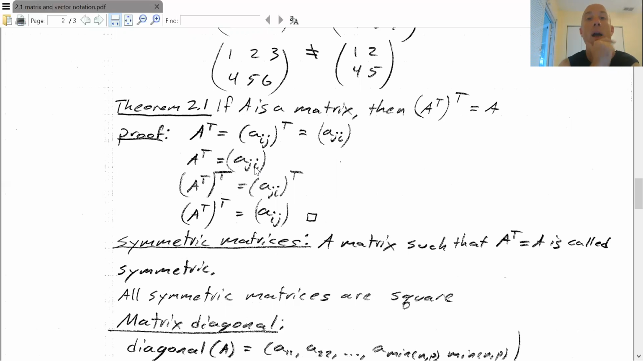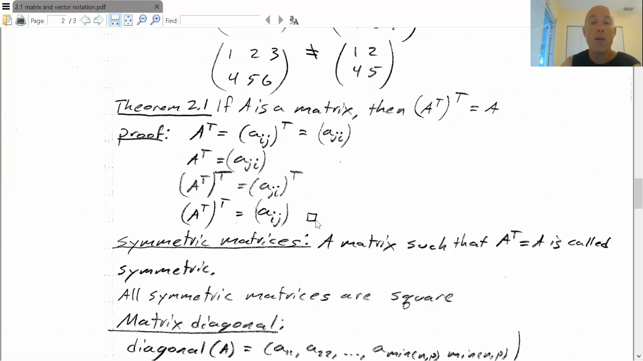Okay, well, what happens if I take the transpose of both sides of this equation? Well, A transpose transpose is equal to this. Well, what did the T do a moment ago? The transpose operator switched the subscripts. Well, it switched the subscripts, so boom, it switches again. So therefore, we can see that A transpose transpose is equal to the original matrix.